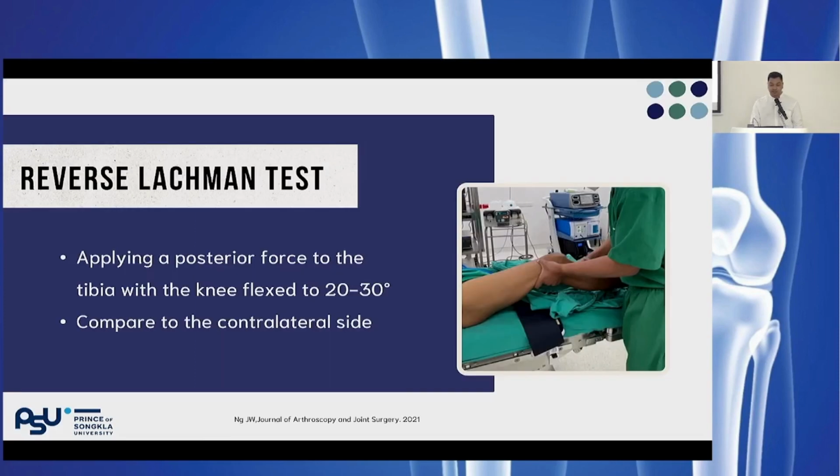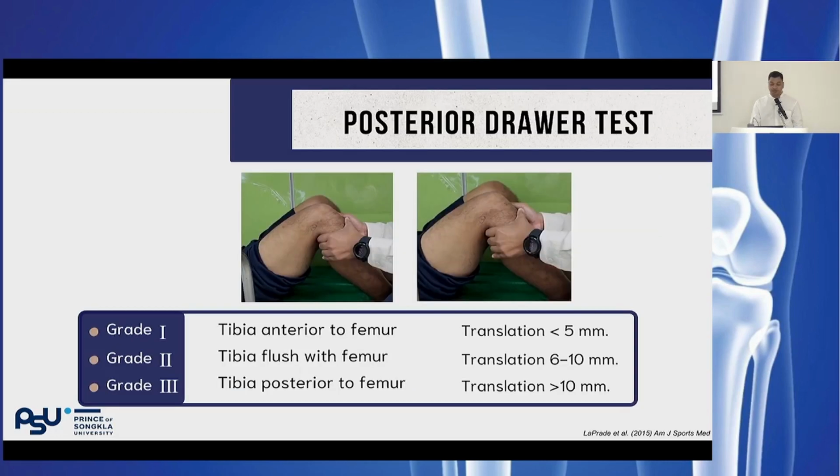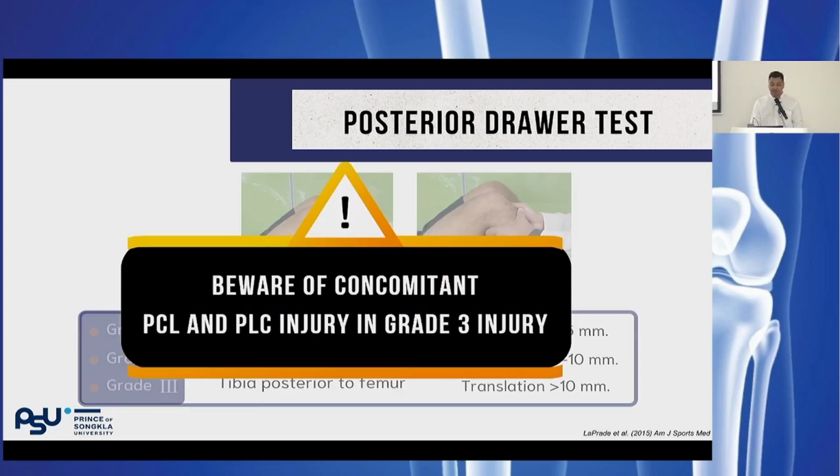The reverse Lachman test is a test for PCL injury by applying a posterior force on the tibia, compared to the contralateral side. In the posterior drawer test, the knee will be restored to normal position. Before the examination, the medial tibial plateau is 10 mm anterior to the medial femoral condyle. The posterior drawer test can be graded 1, 2, and 3.